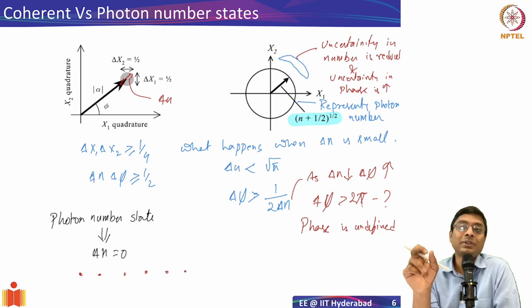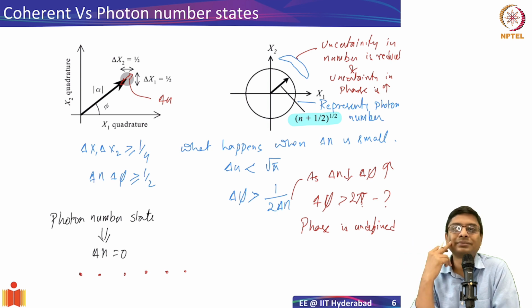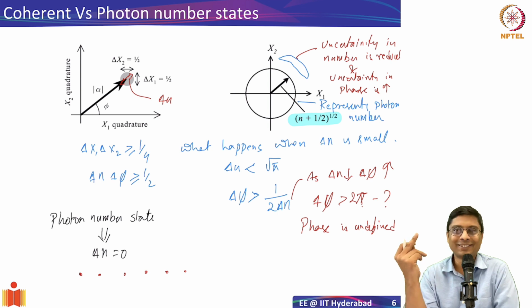No, delta n is square root of n bar. Yes. If I take a coherent state, that will be defined. Delta n is defined, so automatically delta phi will be defined. So you want delta n to blow up. Delta n should be greater than the average photon number.